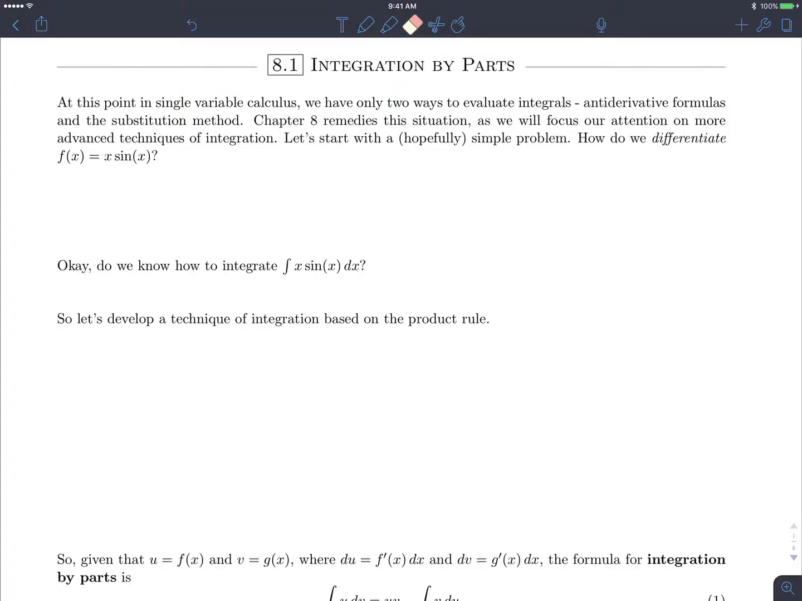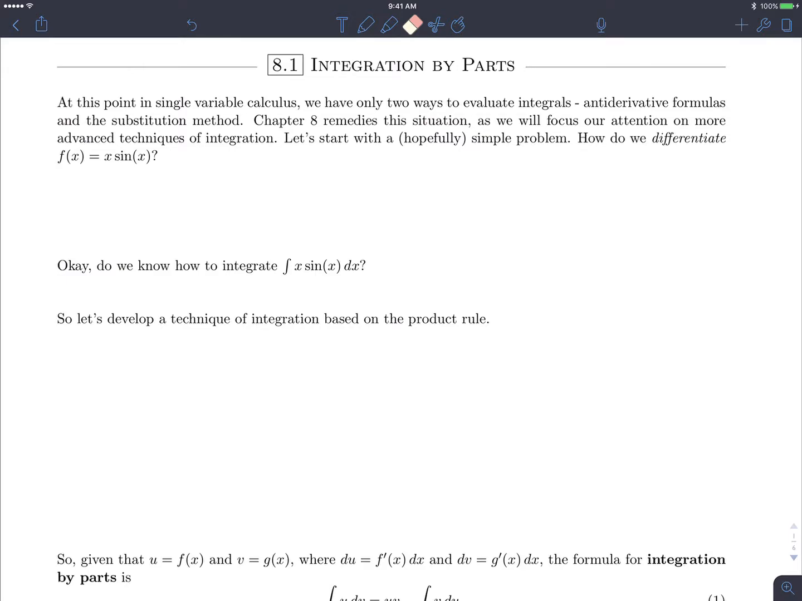So at this point, the only techniques that we have for integrating functions are using antiderivative formulas and the substitution method. So now we're going to start developing and working through some problems where we're going to use more advanced techniques of integration. The first one being a technique called integration by parts.